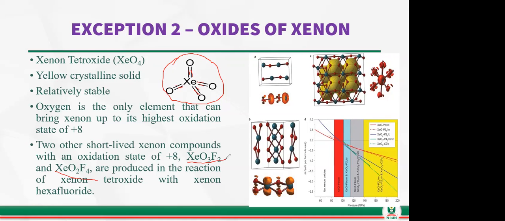And they are produced in the reaction of xenon tetroxide with xenon hexafluoride. So it means additional reaction of xenon tetroxide we have up here with xenon hexafluoride is what leads to a disproportionation reaction to produce these 2 other groups. And when you see it carefully, you see that the 6 fluorine is disproportionated into 4 fluorine for the second and 2 fluorine for the first.